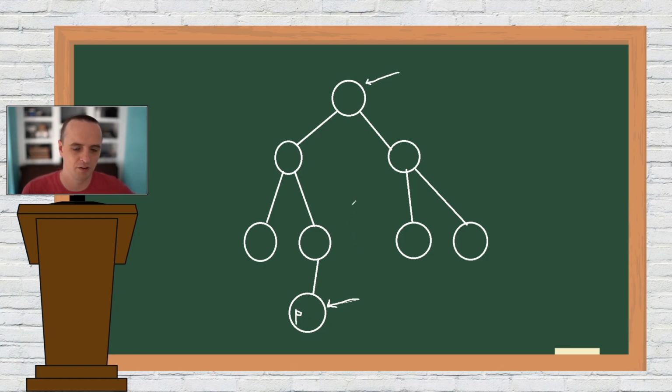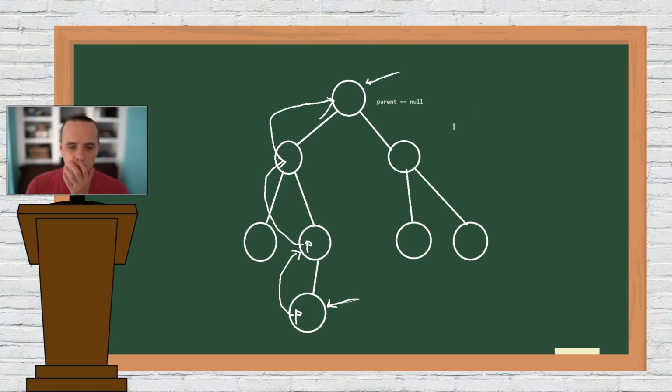Well, it's called parent. What I can do is that this parent pointer points to this node. Its parent pointer points to this node. Its parent pointer points to this node. And when you finally get back to the root node, the parent is going to be null.